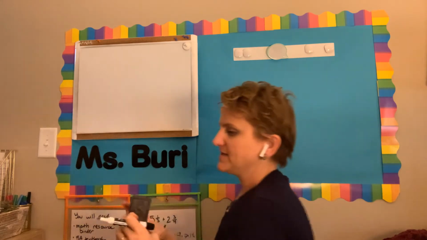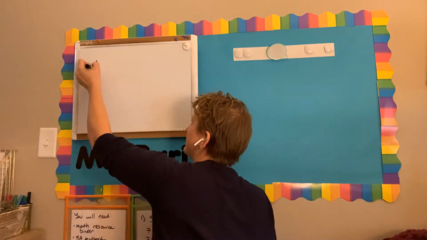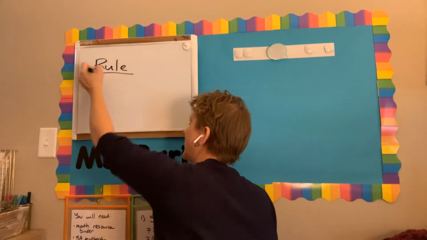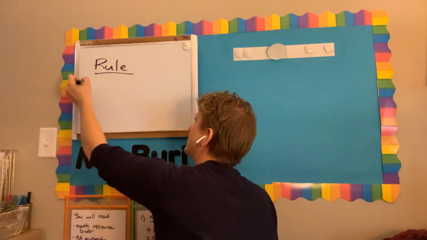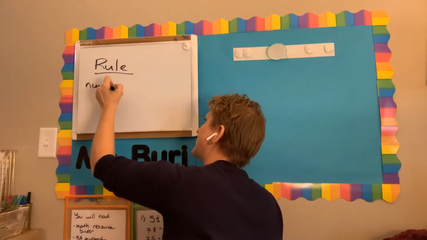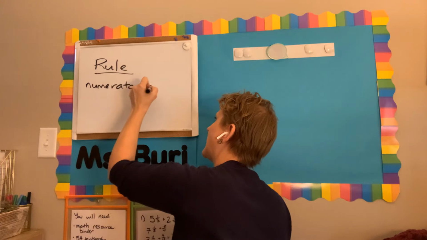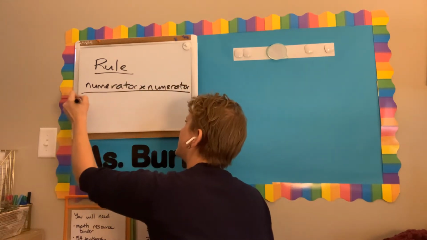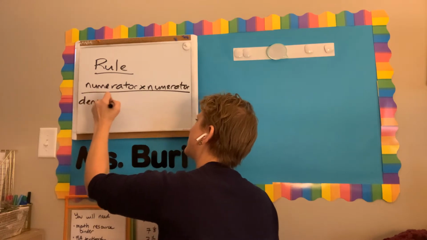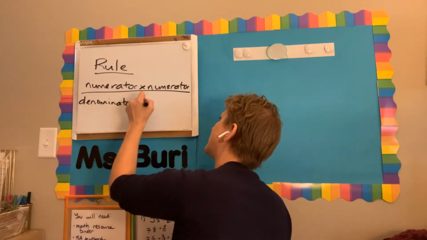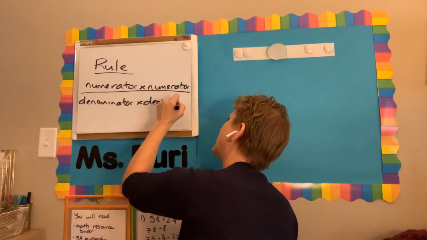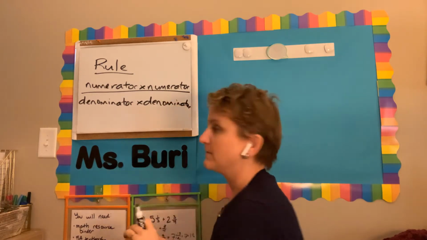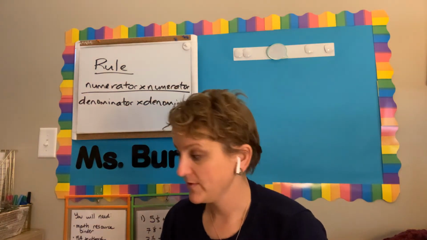And then when it comes to multiplication of fractions, we have a rule, okay, which is this. We're always going to do the numerator times the numerator over the denominator times the denominator, okay? This is our rule for multiplication of fractions moving forward, okay?